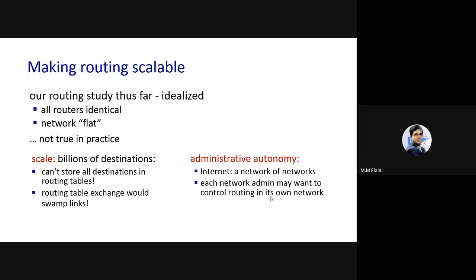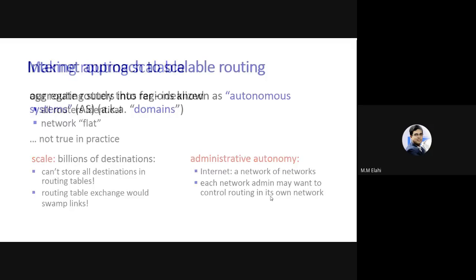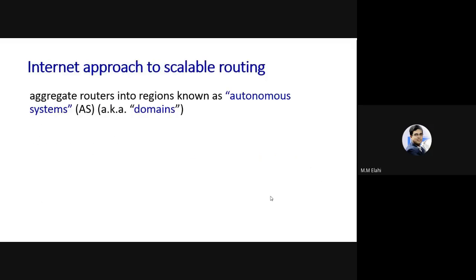What is administrative autonomy? We can see the internet as a network of networks, and each organization's network is controlled by a particular authority. A routing algorithm can be applied to any number of routers within an organization, but you cannot make sure other organizations use the same routing protocol. So how will two different organizations communicate? That is the point. So there comes a new concept called autonomous systems, AS, also called domains.